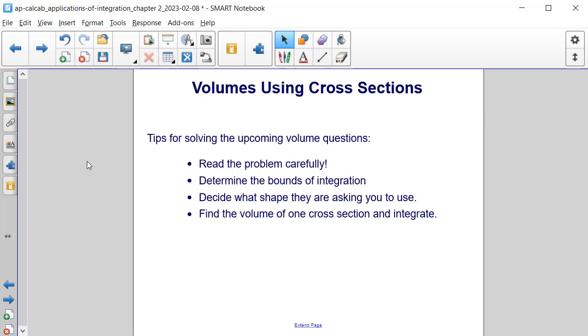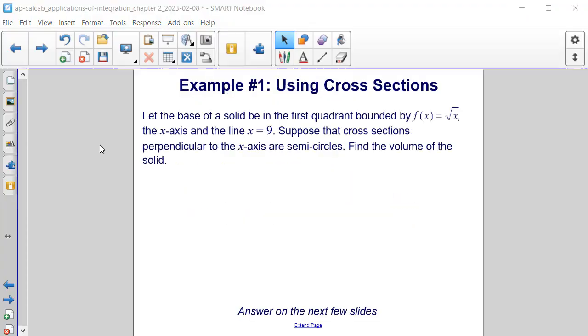Below are some tips for solving the upcoming volume questions, or volume questions that involve cross-sections. Read the problem carefully, determine the bounds of integration, and decide which shape they are asking you to use. And finally, find the volume of one cross-section and integrate.